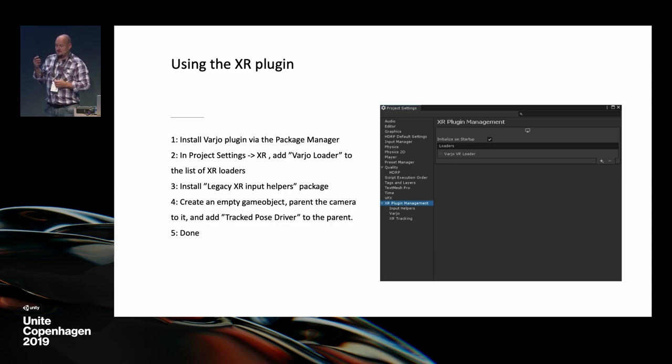Its usage is pretty much exactly the same as with any other new XR architecture plugin, so the same process applies to Oculus and SteamVR. You install the plugin via the package manager or the dialog over there. First you install the Varjo plugin package from the package manager, which will pull in XR Plugin Management. Then you select the Varjo VR loader in the project settings, and you can add a new Varjo loader there. You'll also need to install the XR input helpers because of the way the new input system works. And then you'll also need to add a tracked pose driver to your camera. And then you're done.